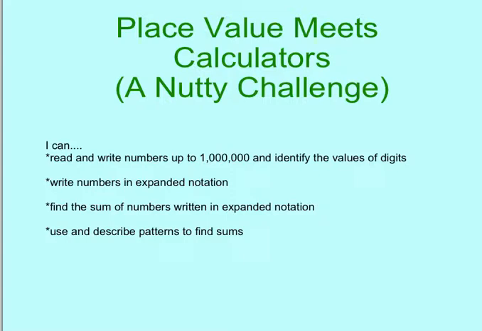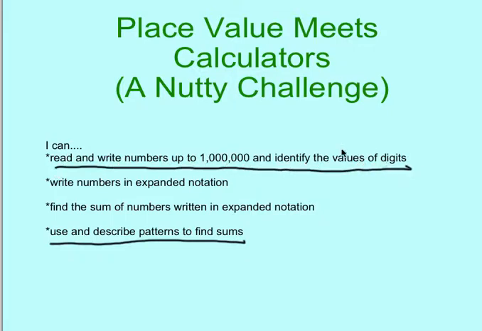Your learning objectives. I can read and write numbers up to 1 million and identify the values of digits, so place value. I can write numbers in expanded notation. I can find the sum of numbers written in expanded notation, and I can use and describe patterns to find sums. Specifically today, we are going to be working on this one, at least in the video, and then also reading and writing our numbers and looking at the values of digits. So here we go. Let's get started.